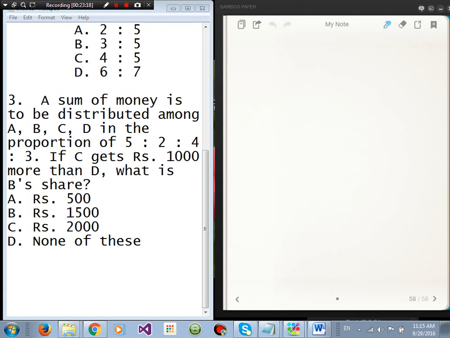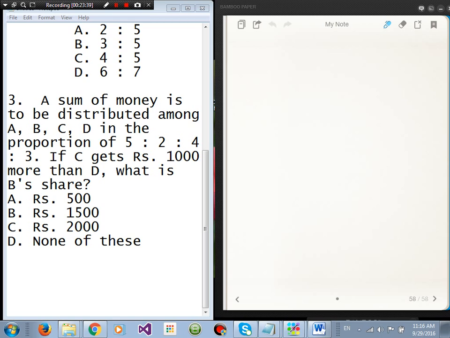A sum of money is to be distributed among A, B, C, D in the proportion of 5 is to 2 is to 4 is to 3. If C gets 1000 rupees more than the D, what is the B's share? It doesn't take much more time. Within 1 to 5 seconds of time we can get the answer.